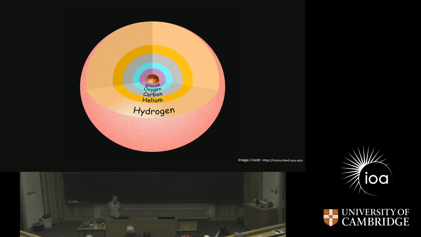And then, after the star burns up all the silicon it can, the iron core becomes unstable, it loses pressure, and gravity wins, and it collapses into itself. And this happens in 1 second. And then the iron core becomes a neutron star.